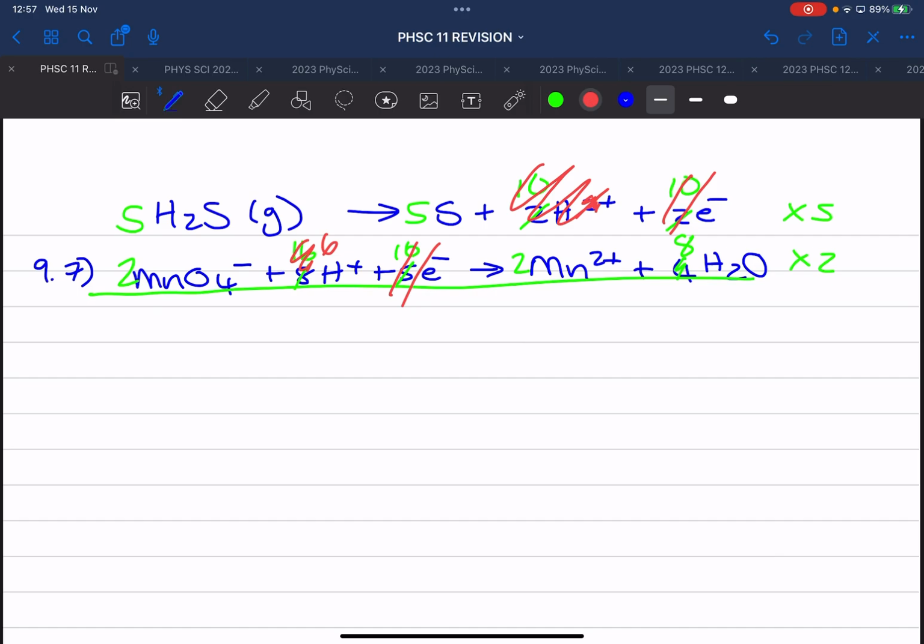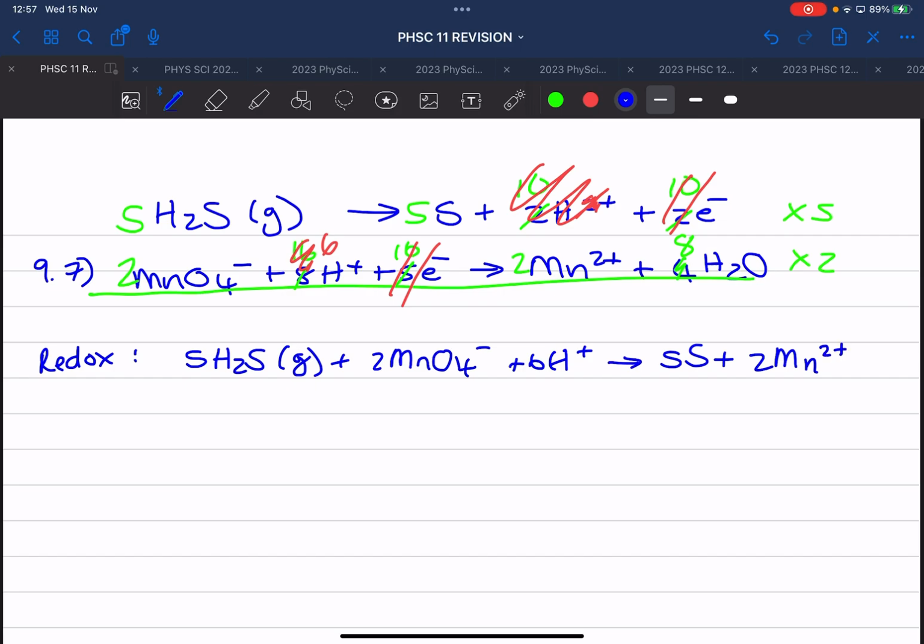Nee? Okay, en nou gaan skryf ek neer die redox of die netto reaksie, the net reaction is 5 hydrogen sulfates plus 2 permanganate ions plus 6 hydrogen ions gives you 5 sulfurs plus 2 manganate ions plus 8 waters. Okay, so kan jy sien, hallo?